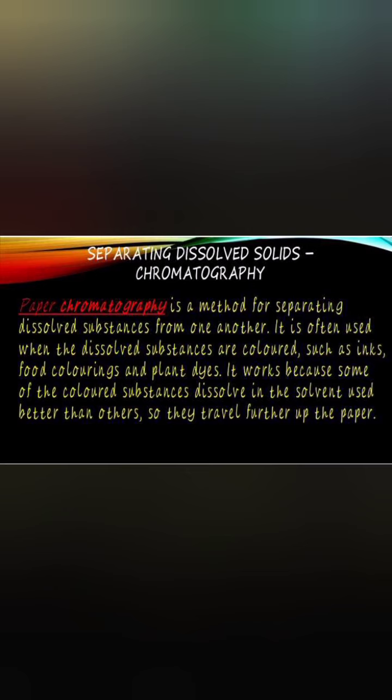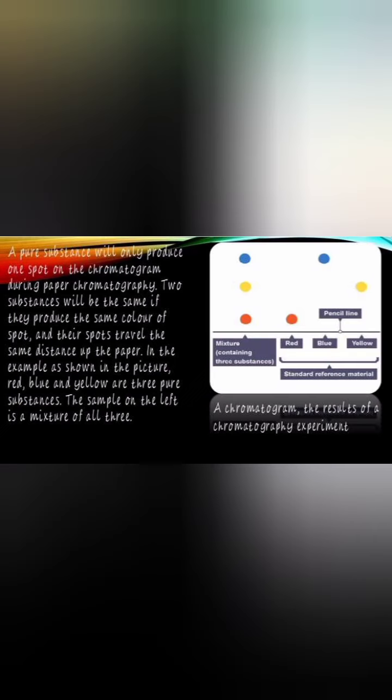Paper chromatography is a method for separating dissolved substances from one another. It is often used when the dissolved substances are colored, such as inks, food colorings, and plant dyes. It works because some of the colored substances dissolve in the solvent used better than others, so they travel farther from each other. The picture there shows a chromatography experiment.